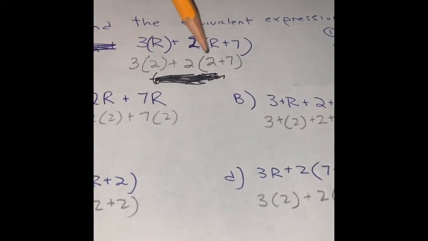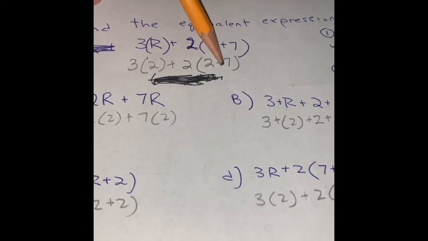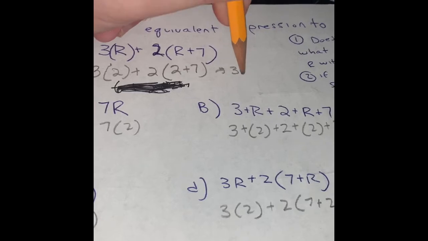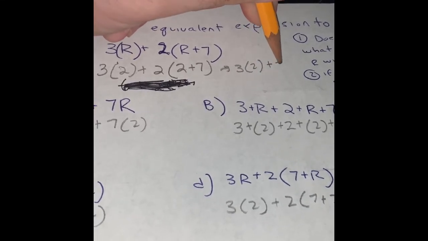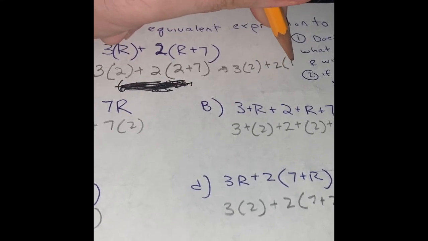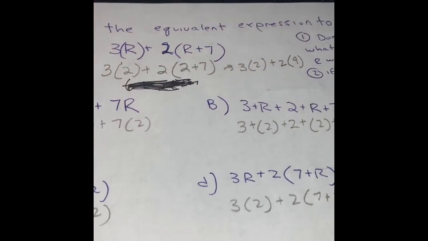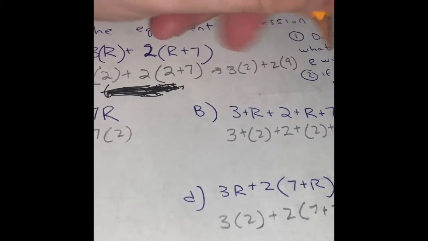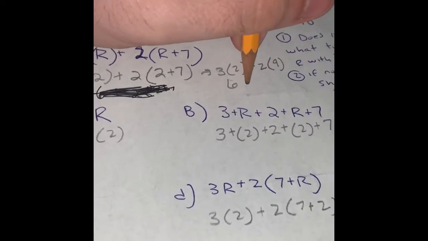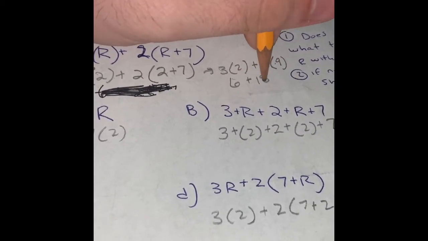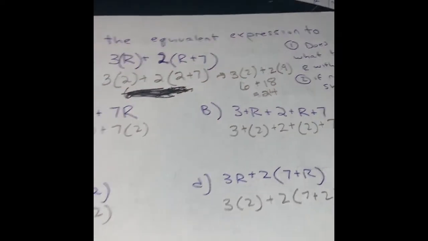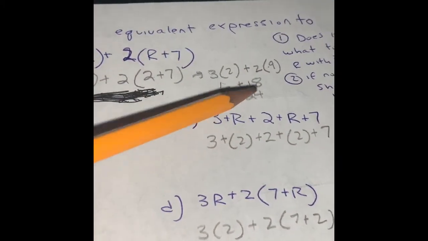I know if I'm doing the order of operations, I have to do the parentheses first. So what I'm going to be left with is 3 parentheses 2 plus 2 parentheses 9. Now I know that multiplication is going to come before the addition. So 3 times 2 is 6, plus 2 times 9 is 18, and that is going to equal 24. So I have to find which one of these expressions will come out to 24.